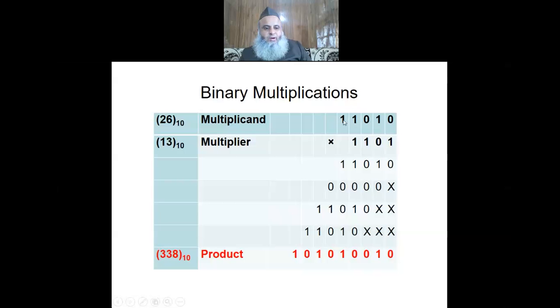So that is 26. Over here, this is 1 plus 4 plus 8. 2 isn't there, that is 0. So 1 plus 4 plus 8 becomes 13. Right? So I've got the decimal equivalent of the multiplicand and the multiplier.